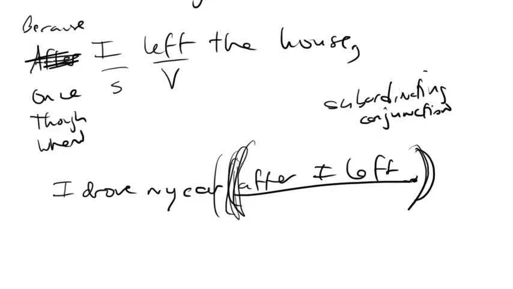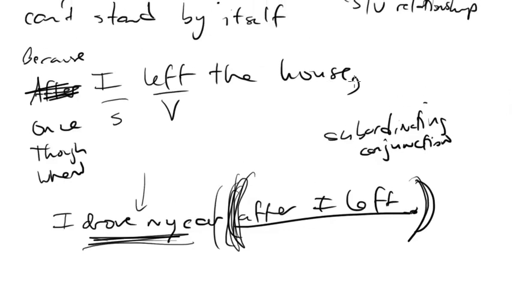Because whether it's at the front or the end, it's still going to be subordinate to the main clause, the independent clause, I drove my car. So that is the main kind of subordinate clause. Note that it's always going to be marked off if it's at the beginning of the sentence with a comma. That's always the way it's going to be.